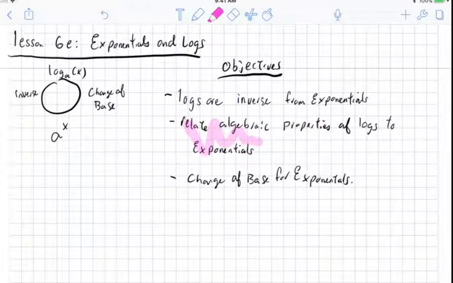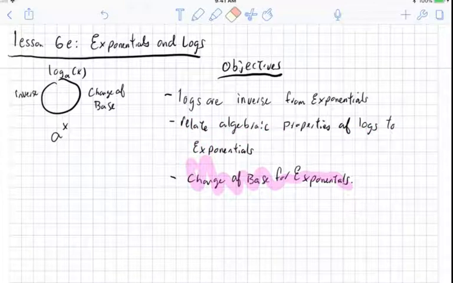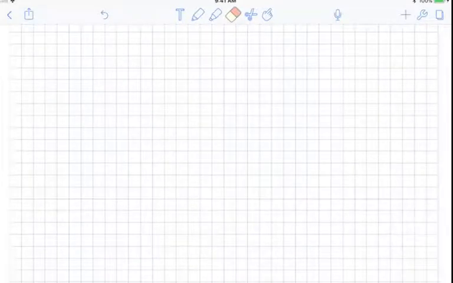And then we're going to introduce a big important thing called the change of base formula for exponentials. I know that we have a change of base formula for logs, but there's an additional one for exponentials. And once you know that logs are inverses of exponentials, it all comes together. So let's just start from scratch.